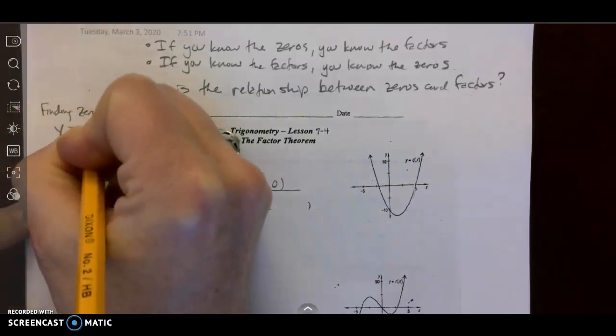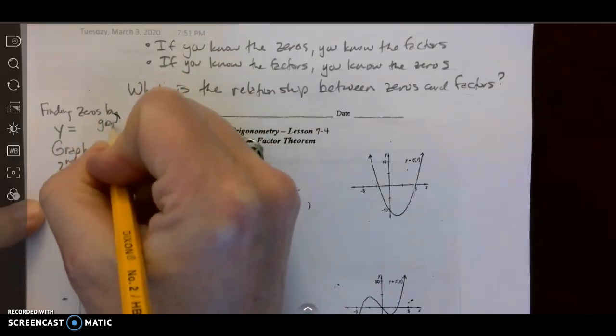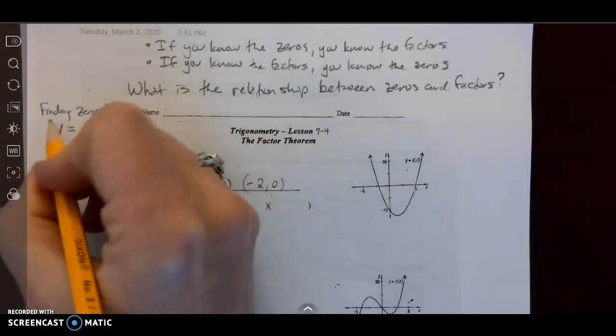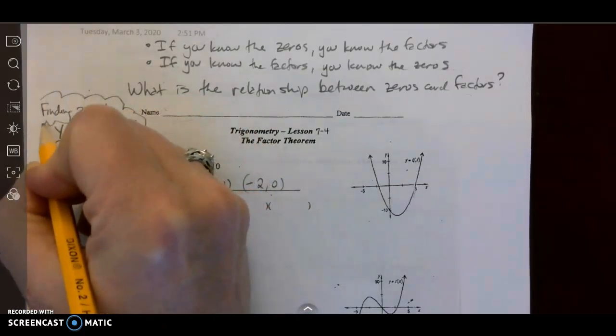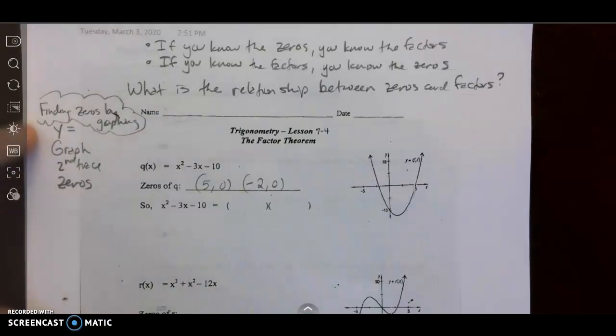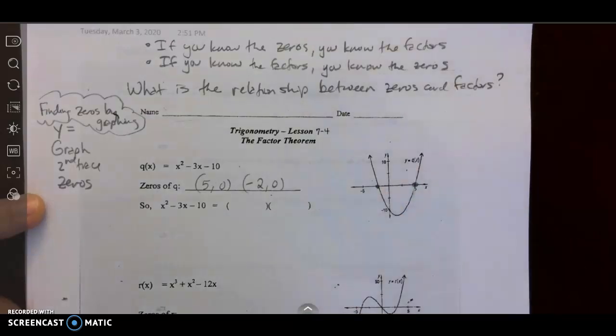Finding zeros by graphing: y equals, graph, second trace, zeros. That's how we did that, and we got 5, 0, and we got -2, 0.